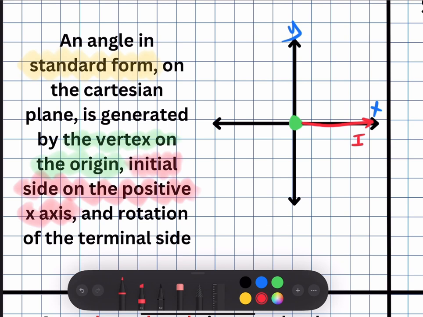And then I need a rotation of the terminal side. And I'm going to use red again. Rotation of the terminal side. So I need to rotate, and that can be anywhere. I can rotate up to here if I would like, of the terminal side. So an angle in standard form is going to be just like this, with the vertex at the origin, the initial side to the right, and then the terminal side that's being rotated.